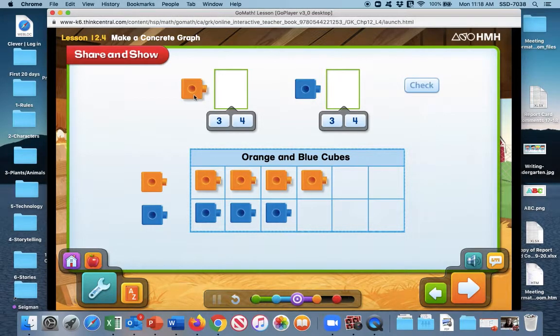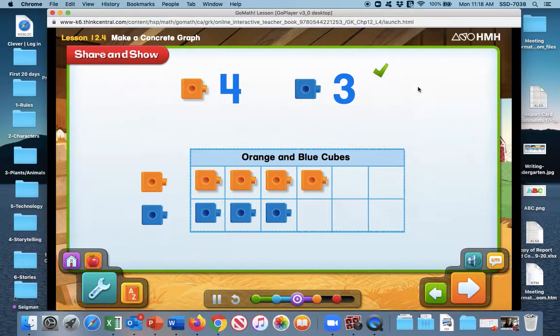So we are going to count how many are orange. Ready? Count with me. 1, 2, 3, 4. So you can hold up 4, and we're going to click on the 4. Now we'll count the blue. 1, 2, 3. And so that has 3.